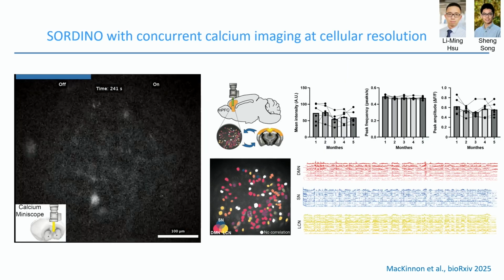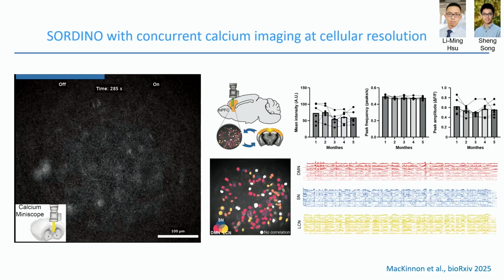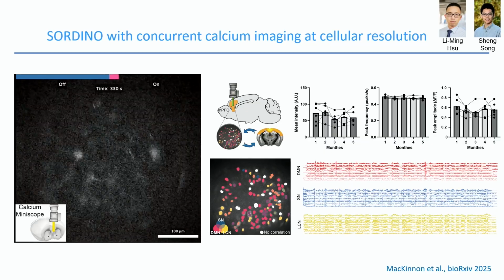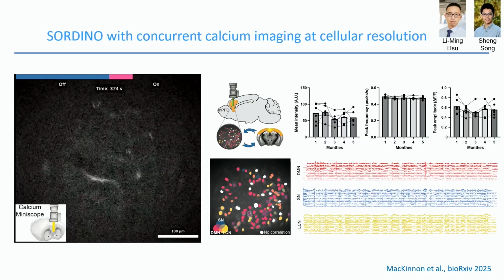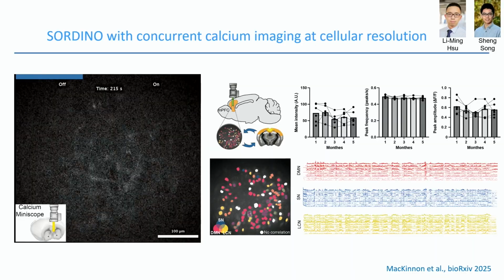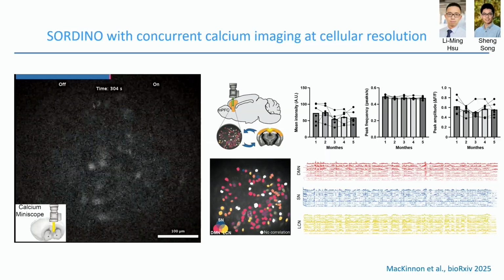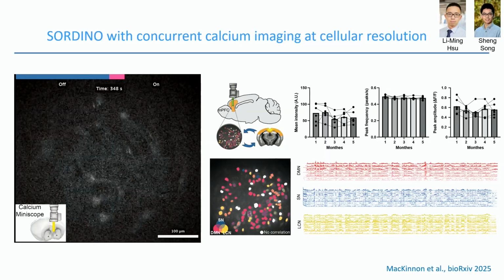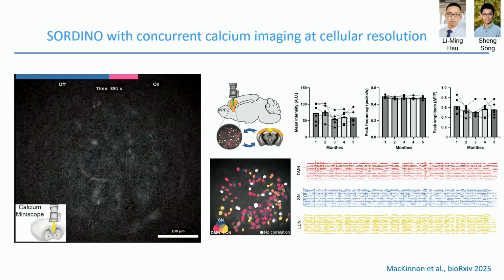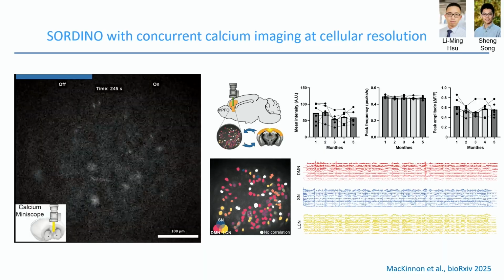And because we don't have a lot of penalty coming from susceptibility artifact or electromagnetic interference, you can now quite comfortably bring a calcium miniscope inside your MRI scanner. So this is an example where we look at the calcium neuronal activity in the prefrontal cortex of a mouse brain, and this is a nearly real-time image here.